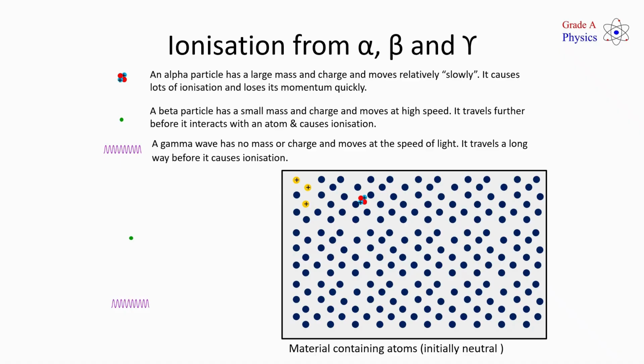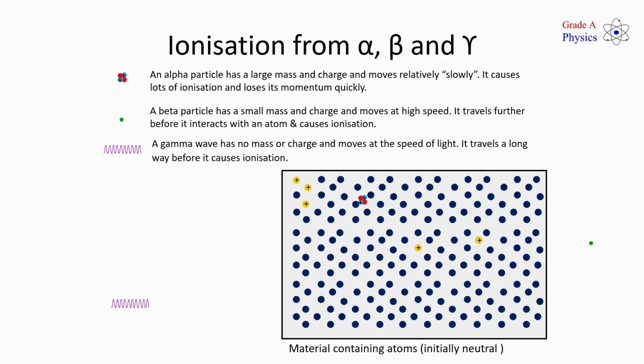Okay, so let's think about a beta particle. A beta particle is much smaller. It has a smaller charge, just a charge of -1. So it interacts with matter less readily. It causes less ionization, therefore you could say less damage perhaps, but it travels further.